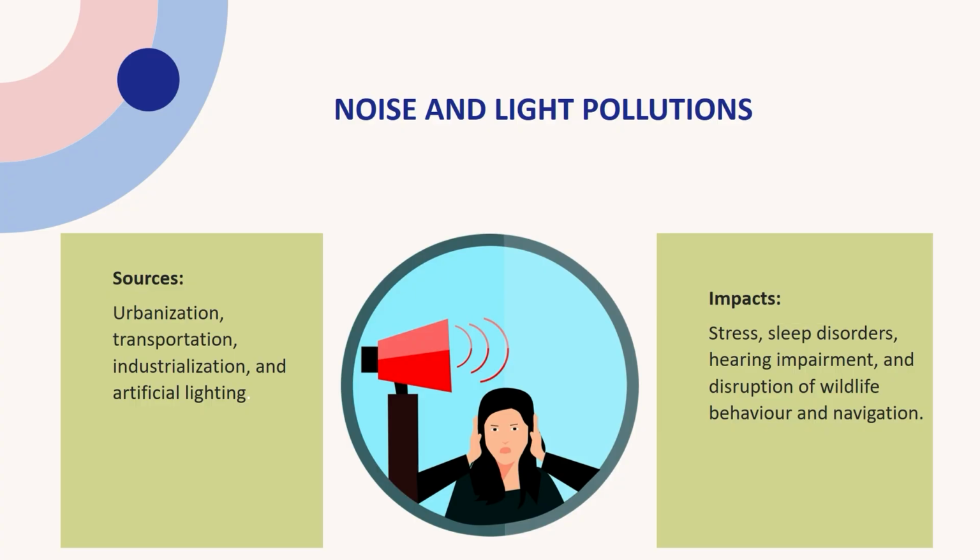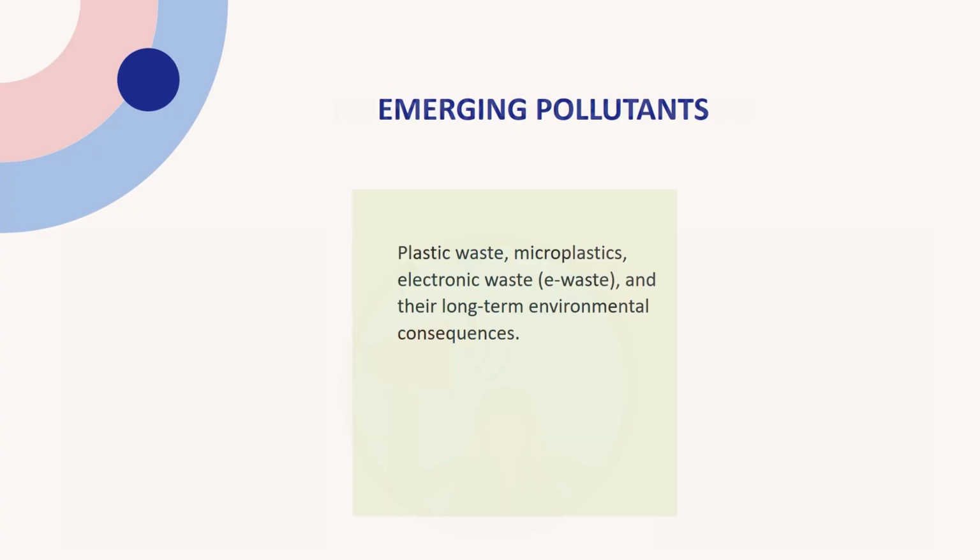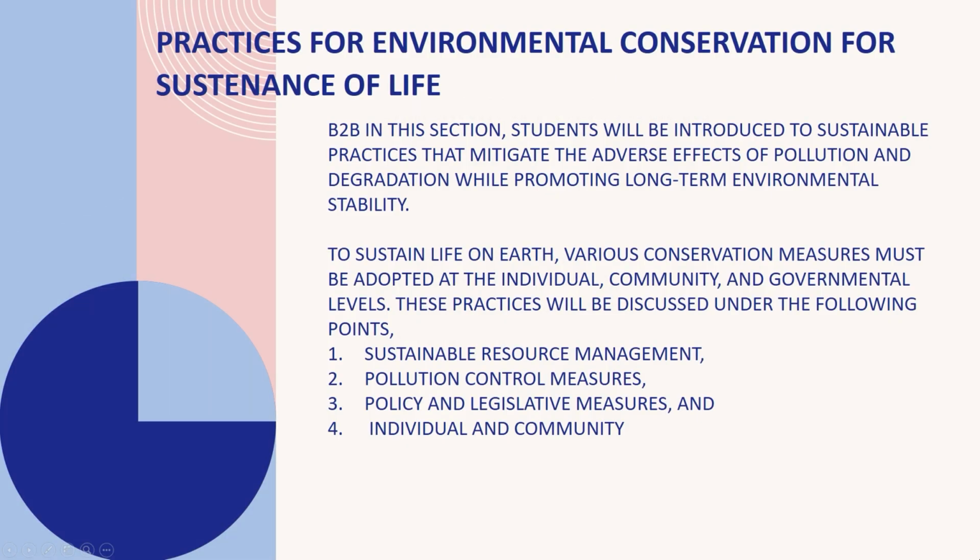Noise and light pollution. Sources of noise and light pollution are urbanization, transportation, industrialization and artificial lighting. Impacts of noise and light pollution are stress, sleep disorders, hearing impairment and disruption of wildlife behavior and navigation. Regarding these pollutions, new emerging pollutants are plastic waste, microplastics and electronic waste, that is called e-waste, and their long-term environmental consequences.